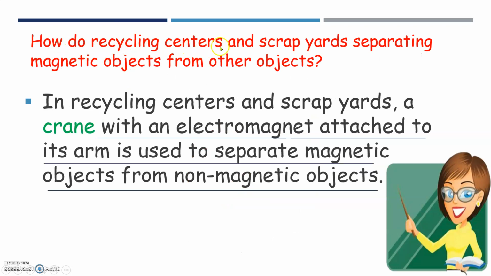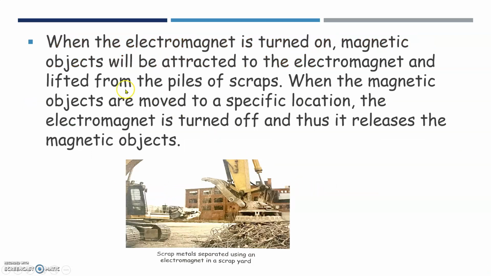How do recycling centers and scrapyards separate magnetic objects from other objects? In recycling centers and scrapyards, a crane with an electromagnet attached to its arm is used to separate magnetic objects from non-magnetic objects. When the electromagnet is turned on, magnetic objects will be attracted to the electromagnet and lifted from the piles of scraps. When the magnetic objects are moved to a specific location, the electromagnet is turned off and thus it releases the magnetic objects.